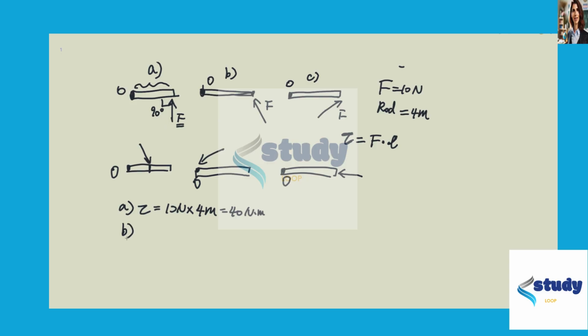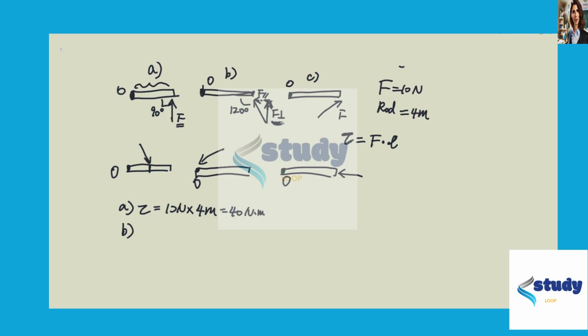And let's move on to B. In B, we have 120 degrees. So in this case, we do need to decompose this force a little bit. We can put this into a component that is tangential to the rod, that is this part, and a component that is perpendicular to the rod. The component that's tangential to the rod does not contribute to the rotation of the rod. What it does is only compress the rod. But torque is used to describe the rotation of the rod, so only the perpendicular component will contribute.